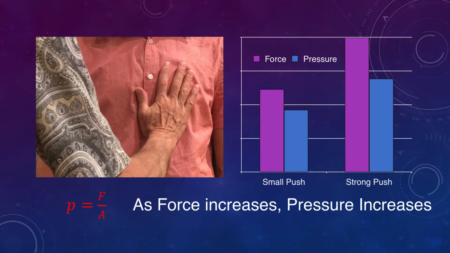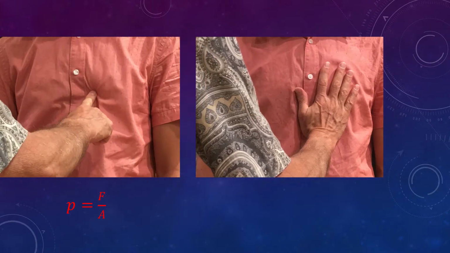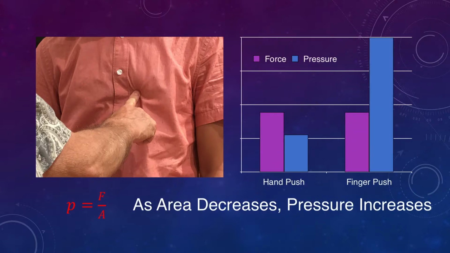Now, let's say that instead of pushing you with the palm of my hand, I push on you with just the tip of my finger. What will that feel like? It will probably hurt. Why? The force is the same, but I have now decreased the area substantially. Since pressure and area are inversely proportional, the smaller area results in a great increase in pressure.